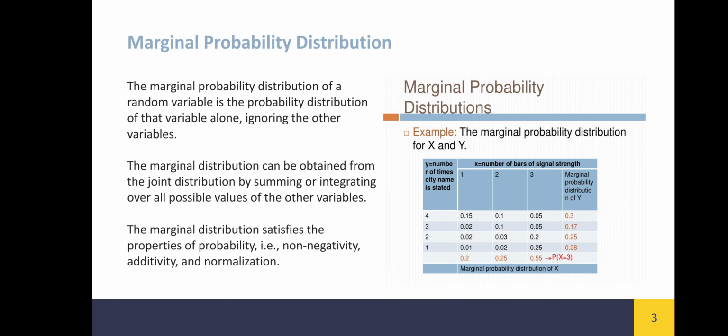So here we can see an example, the marginal probability distribution for x and y. Here we see that y is equal to number of times the name is stated and x is equal to number of bars of signal strength 1, 2, 3. So for y equal to 4, we get x equal to 1 is 0.15, then 2 is 0.1, then 3 is 0.05. Then we get marginal probability distribution of y is equal to 0.3. So we get to calculate the marginal probability distribution of x.